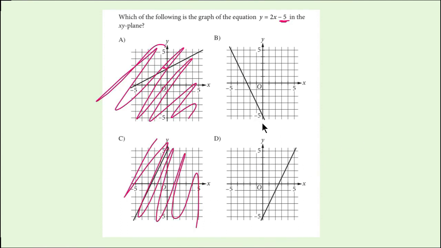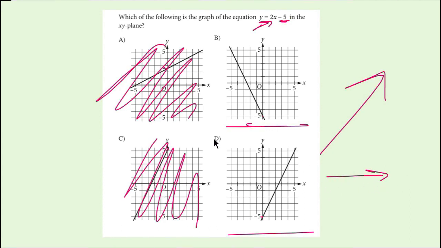Now, we are left with two answers, B and D, two choices, right, that contain a line that crosses the y-axis at negative 5. The second thing that we must look at is the slope. Since here the slope is positive, right, the line has to go, so to say, upwards from left to right, and therefore choice D is the correct choice.